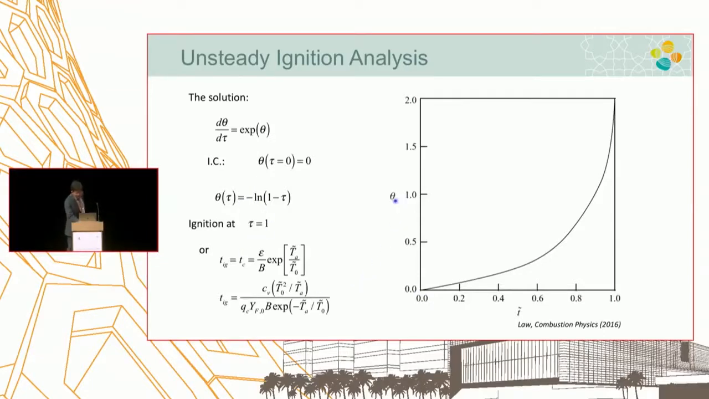For the theta, like I said, this is a temperature perturbation from the frozen solution. It blows up over time at 1 in the normalized time scale. What is that T tilde? Well, if you want to determine ignition delay time, everything is in there. So you just plug it in, and you get the ignition delay time in physical seconds. So that's the kind of general theory behind it.